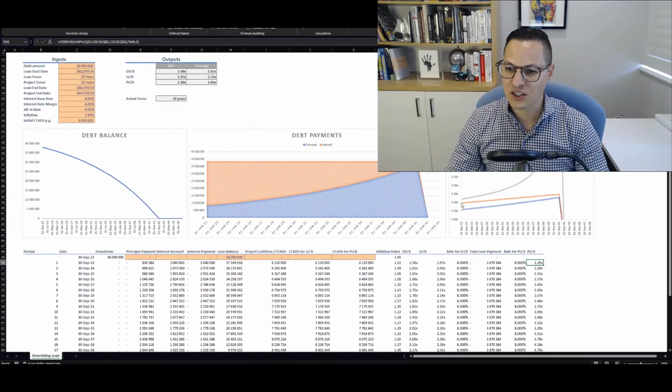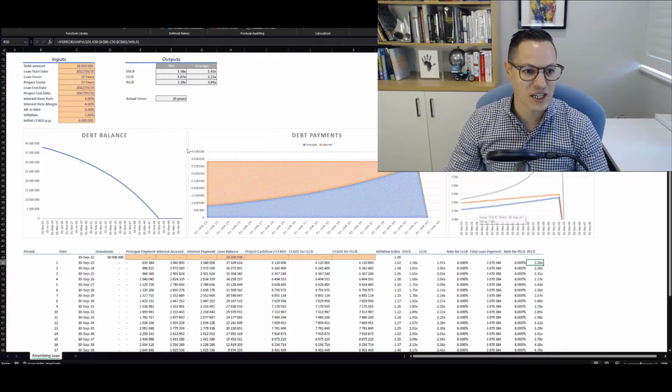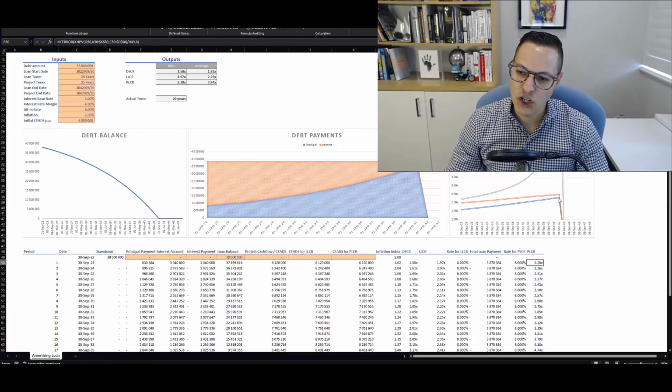We can therefore see in this graph what the ratios look like. The debt service coverage ratio increases per annum. It just increases basically by that 2%. The LLCR is also increasing. But can you see how the jaws are closing? They get closer and closer together.